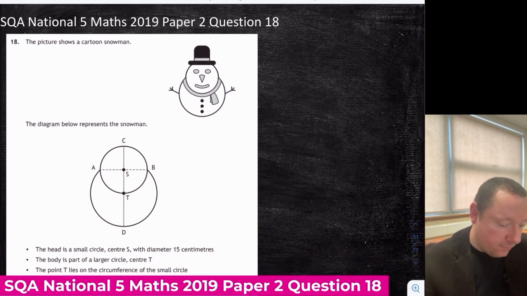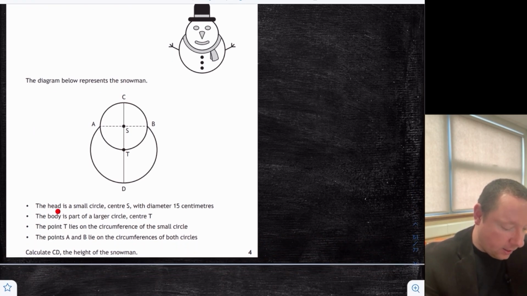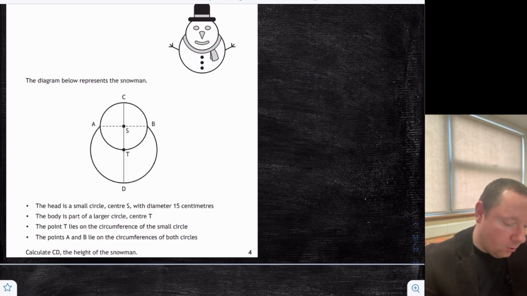National 5 Maths 2019 Paper 2 Question 18 had this question. It's a cartoon snowman and it's got a lot of information. The head is a small circle with centre S and the diameter of that, from here to here, is 15. The large circle has got a centre of T and it also lies on the circumference of this one, and A and B lie on the circumference of both circles. Calculate the height of the snowman. Was quite difficult, but if we notice, we know this line here is 15, so we're really just being asked to calculate the radius of the big circle.